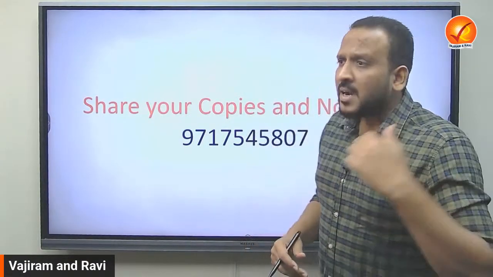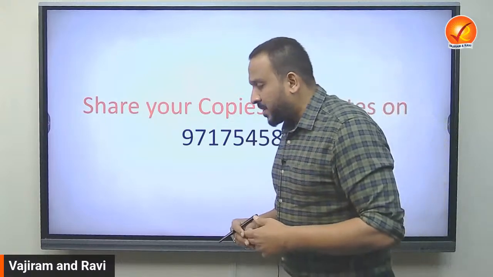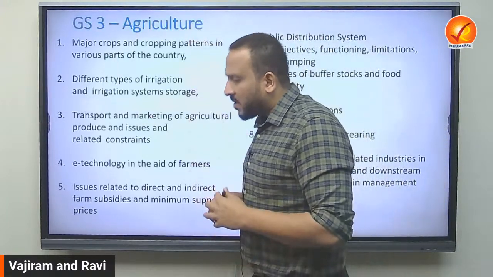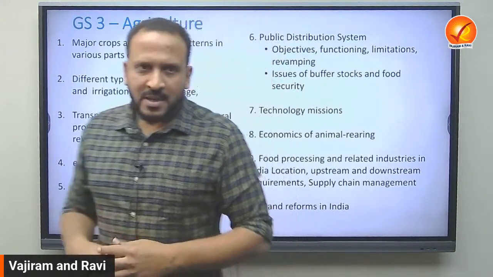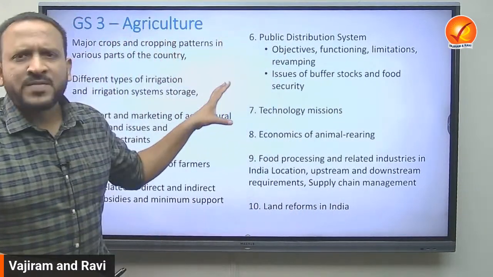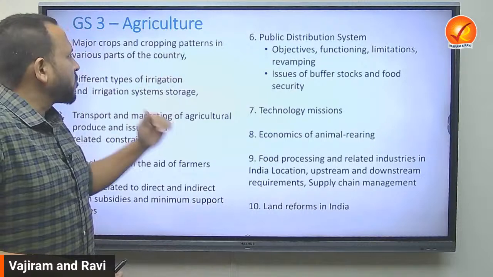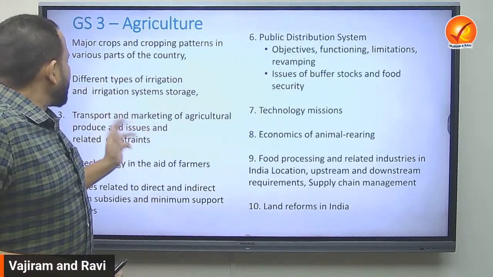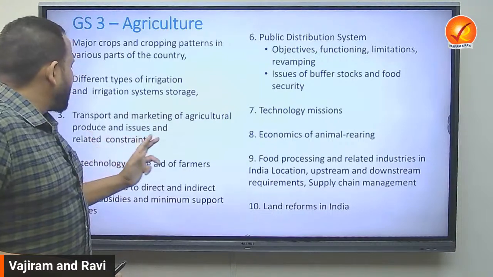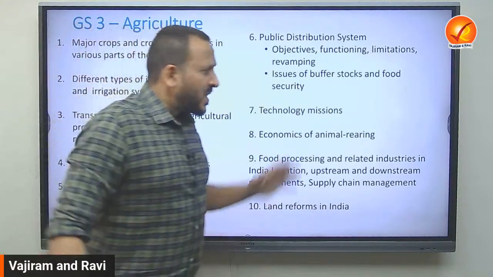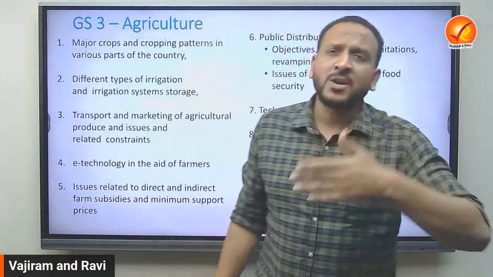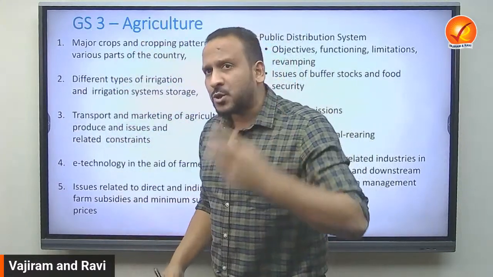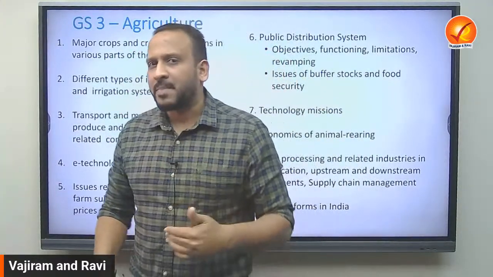Even you can put any queries, whatever you have in your mind. So for example, this is the agriculture part of the GS3 paper. This is a division of the syllabus, like major crops and cropping pattern, different types of irrigation systems, then transport and marketing of agricultural produce, issues, and related constraints. So these are just the part of the syllabus, you can say. So I have picked a few topics, and I'm going to show you how I have prepared the templates.